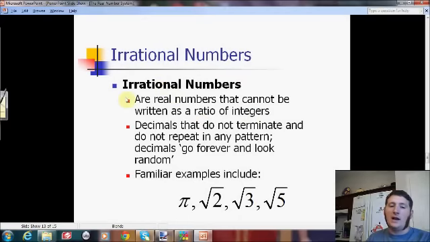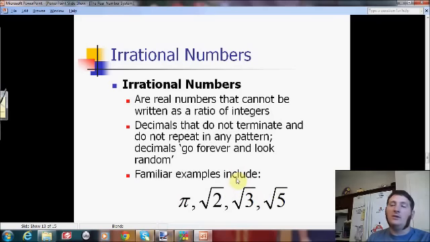What about irrational numbers? Well, the prefix "ir" tends to mean "not." So just like irregular means not regular, irrational numbers are not rational. They cannot be written as a ratio. They do not terminate. They do not repeat. In other words, when you look at an irrational number's decimal expansion, it's going to go on forever and look random. And what you've probably been taught in the past is that pi or the square root of 2 or some of these other square roots are irrational numbers.